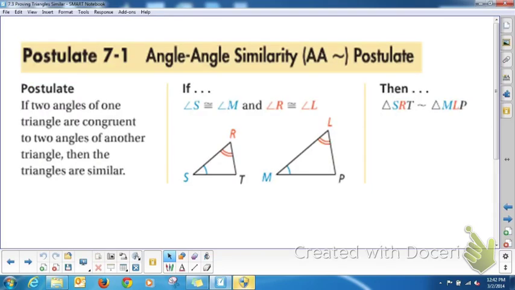So the first thing you want to take note of in your note template is the angle-angle similarity postulate. So we'll refer to it as AA similarity. Remember that little squiggle is a symbol for similarity, similar. If two angles of one triangle are congruent to two angles of another triangle, then the triangles are similar. Not congruent, similar, right? That means that one's small and one's large. So in this example, angle S is congruent to angle M, and angle R is congruent to angle L. So therefore we have enough information to prove that these two triangles are similar using the AA similarity postulate.